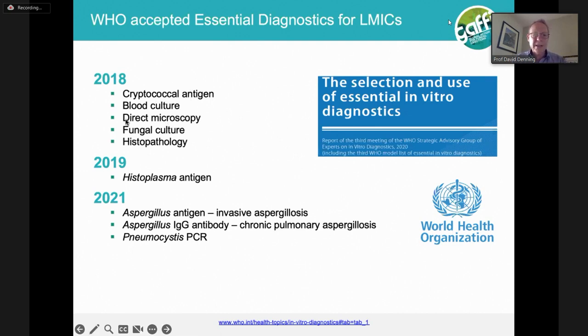So in 2018, these were de rigueur, required by countries, and the EDL is essentially for low and middle-income countries. The following year, we added Histoplasma antigen, and given that Sri Lanka is endemic for histoplasmosis, this is an important test for you as well, particularly for immunocompromised patients and HIV patients. And then 2 years after that, in 2021, we added Aspergillus antigen, Aspergillus IgG for chronic pulmonary aspergillosis, and Pneumocystis PCR. So these are the tests that should be available really to all low and middle-income countries.